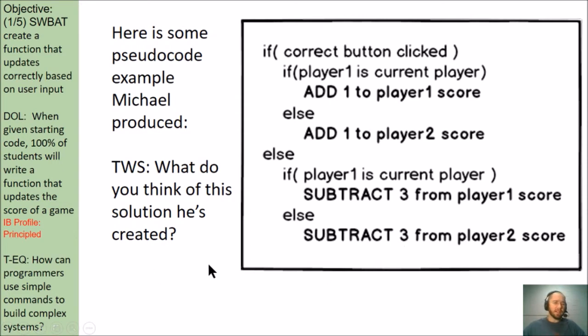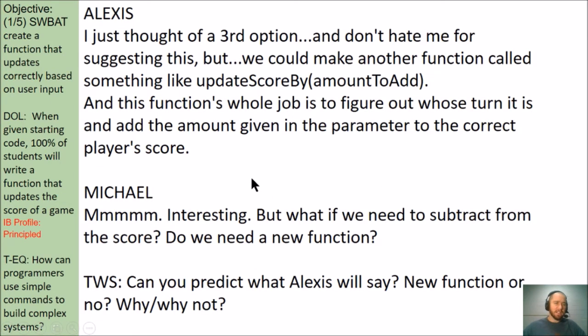So what do you think of that so far? I mean, it's a couple nested if statements. What do you think about this solution? Think it'll work? Now Alexis says, I just thought of a third option, and don't hate me for suggesting this, but we could make another function called something like update score by, and then there's an amount to add. And this function's whole job is to figure out whose turn it is and to add the amount given in the parameter to the correct player's score.